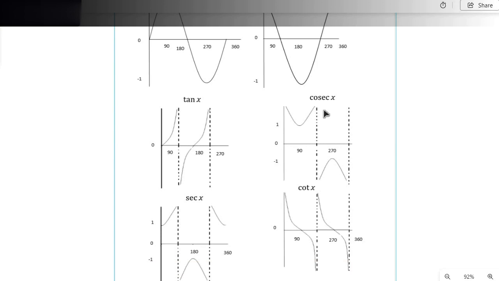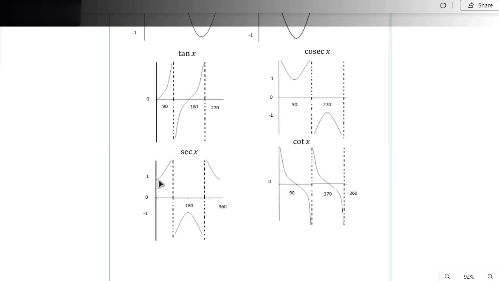For cosec x, we have a minimum point at 90 degrees and also a maximum point at 270 degrees. For sec x, we have a minimum point at 0 degrees and a maximum point at 180 degree, as well as a minimum point on 360 degrees. For cot x, which is the reciprocal function of tan x, we also have no specific minimum or maximum points, but rather a point of inflection at 90 degrees and 270 degrees.